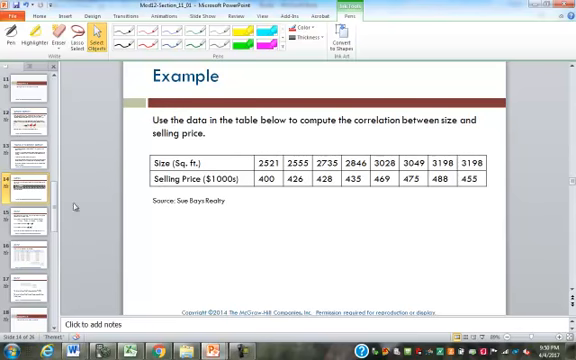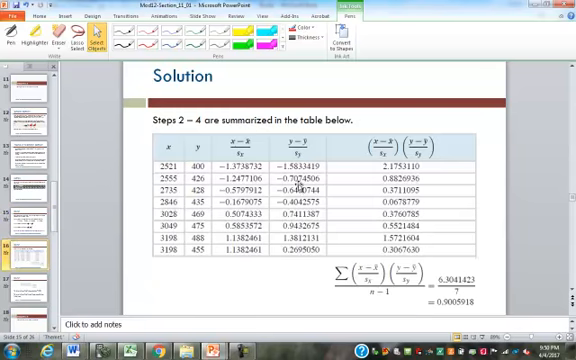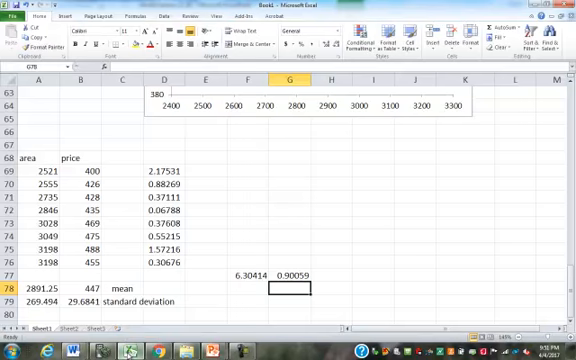So here's our data set again. They're starting out with that calculation as we did here. You got x bar, y bar, standard deviation of x, the standard deviation of y, started in the formulas. Here's their table, just like what I did. They were getting 0.9005, which is what we had, 0.9005.